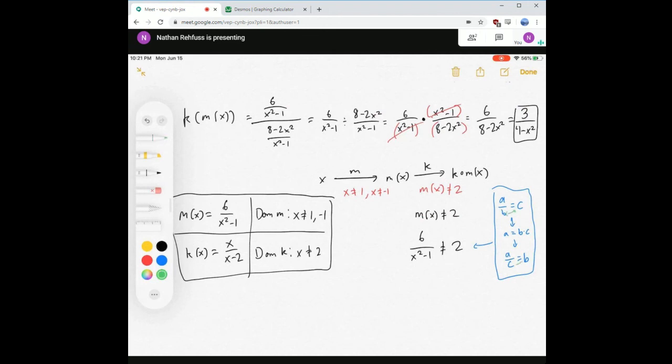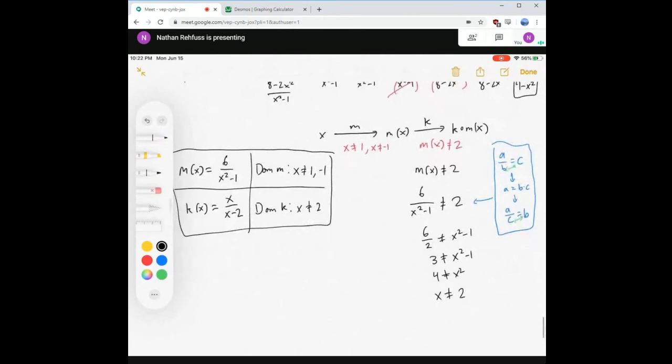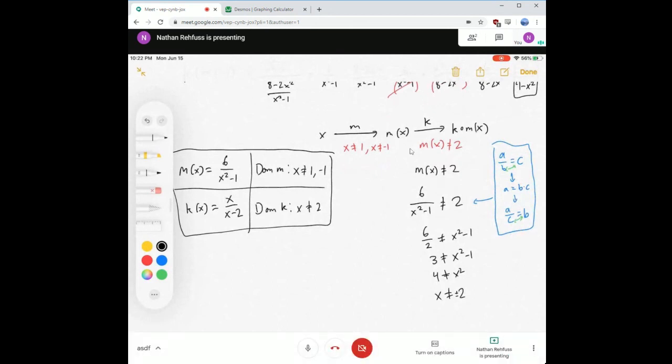So I'm going to use those 3 steps here and say 6 over 2 can't be the same as x squared minus 1. Well, of course, that means 3 is not x squared minus 1. That means 4 can't be x squared. And that means x cannot be 2 or negative 2. We'd put a plus or minus here. So x can't be 2 or negative 2. If it is, I'll get a 2 when I plug it into m, and that'll break k.